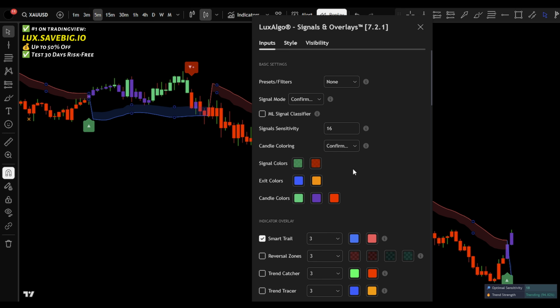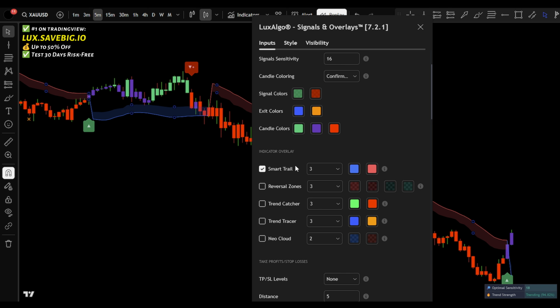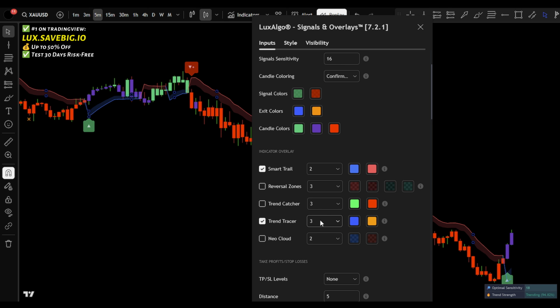Next, set the candle coloring to Confirmation Simple. For this strategy we want to use the Smart Trail with its value set to 2, and we'll be using the Trend Tracer overlay. Enable it by checking the corresponding box, and here we want to set the reactivity value to 3 for optimal performance.